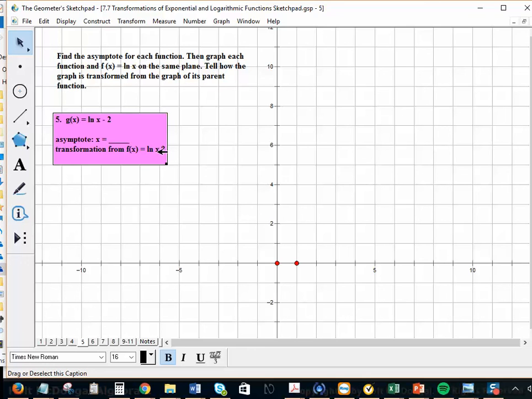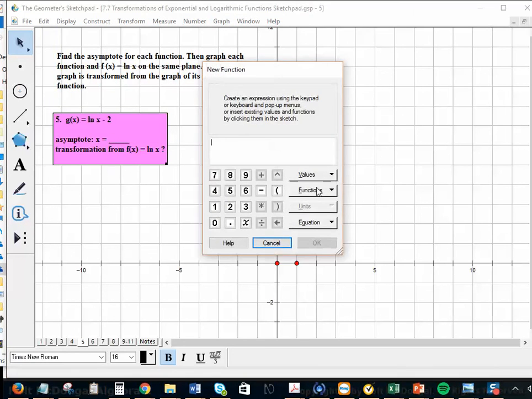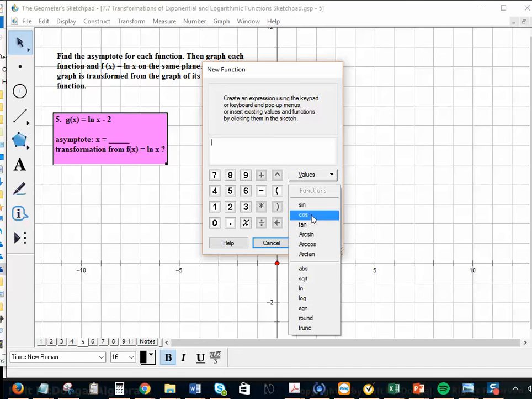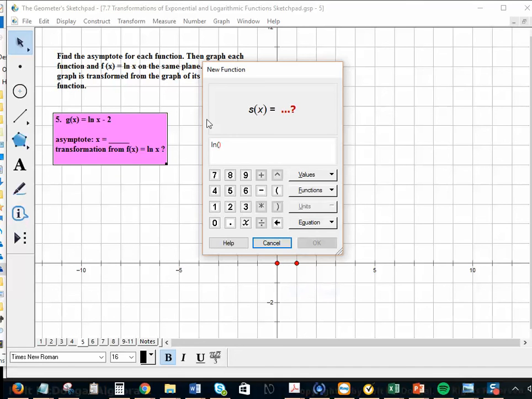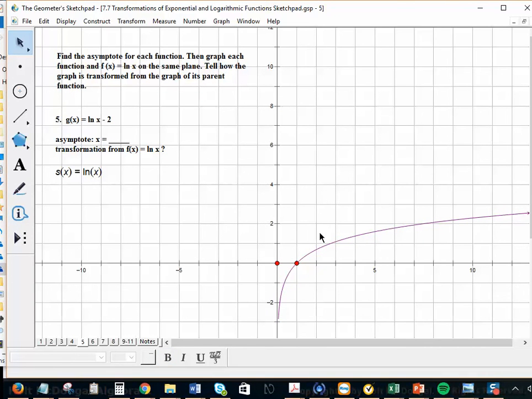The parent function is going to be the natural log of x. And that is found by going to functions and then going down to natural log. And then we need the x there. That's the parent function. And note that this one does not ask us to find the y-intercept because there is an asymptote right here of x equals 0. So instead of having an asymptote that is a horizontal line that's y equals something, it will have a vertical line asymptote.